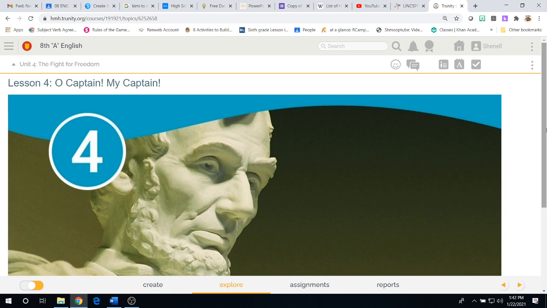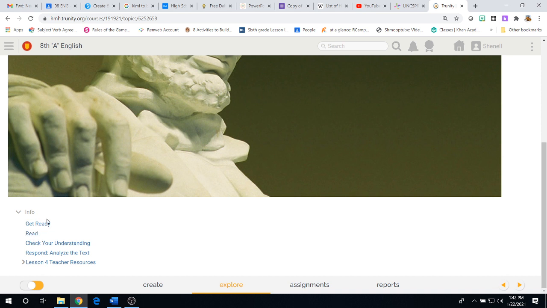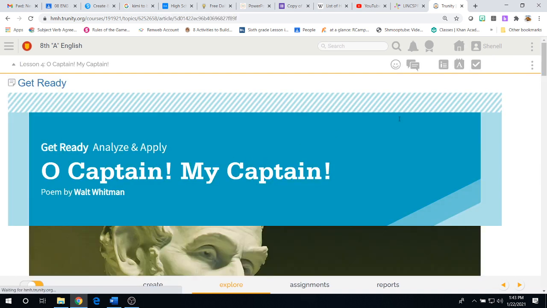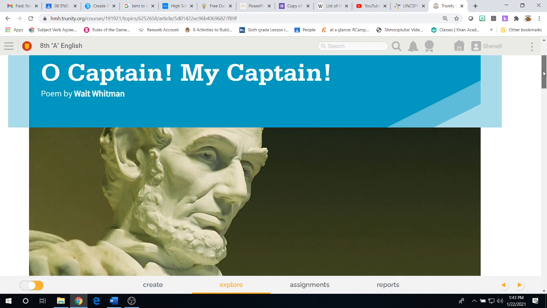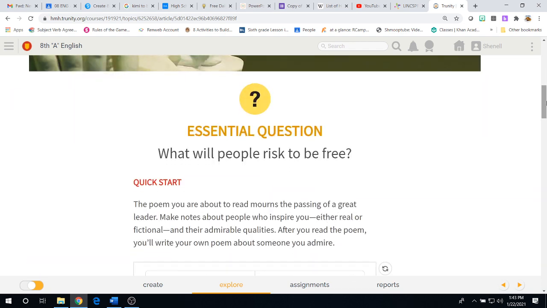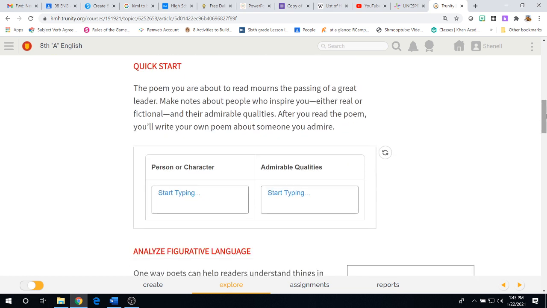This week in Unit 4 for the Fight for Freedom, we will be reading Lesson 4, Oh Captain, My Captain. So we start at the Get Ready assignment. Oh Captain, My Captain is a poem written by Walt Whitman. Our essential question remains the same. What will people risk to be free? We start off with our quick start activity.